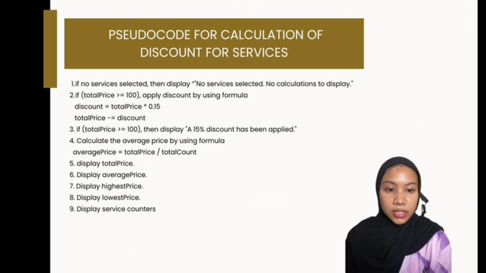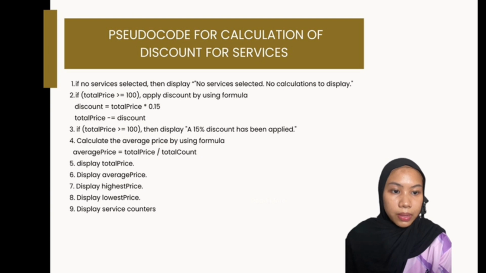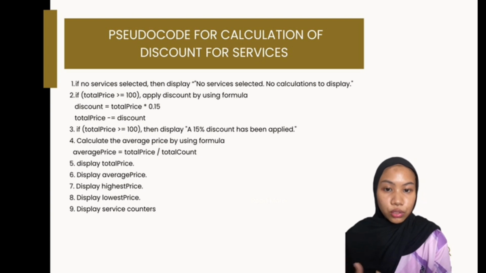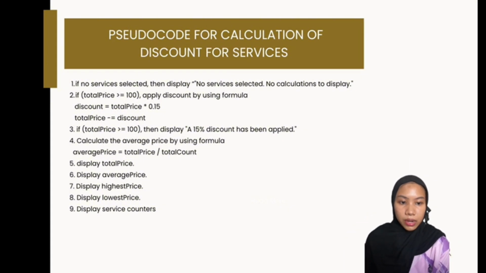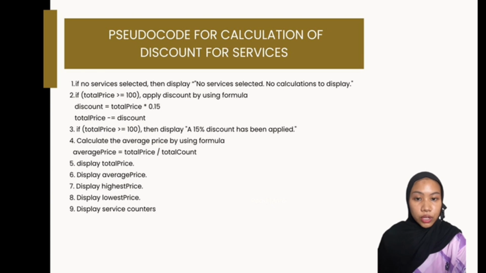Next, if total price is greater than or equal to 100, it will apply a discount by using the formula discount equal to total price multiplied by 0.50, which is 50%. Then total price minus equal to discount, which means the total price will be reduced by this discount, and it will get the final total price for services. Then if total price is greater than or equal to 100, it will display a 50% discount has been applied.